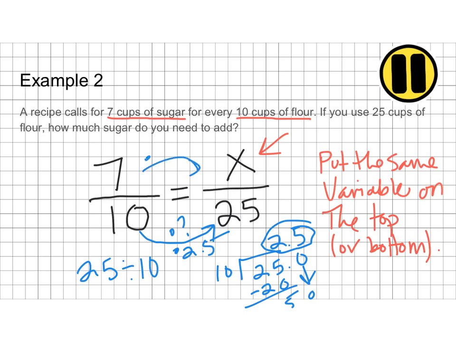So times 2.5, and then I need to do 7 times 2.5. And when I do that, I get 17.5. So that means that x equals 17.5. So there are 17.5 cups of sugar.